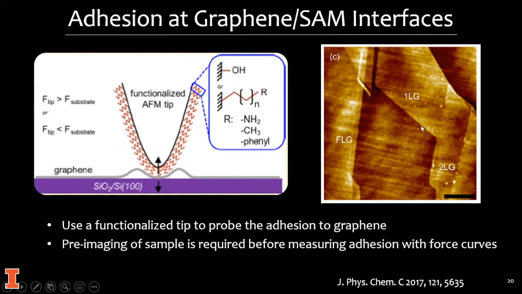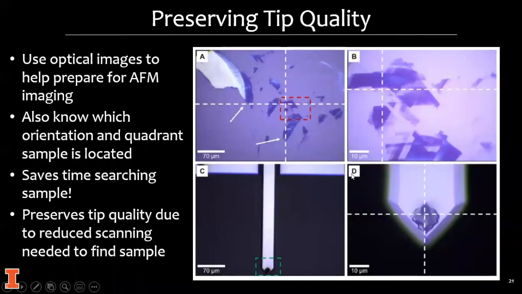The graphene is not everywhere on your substrate, okay? We want to put the tip here, so we're going to have to pre-image the sample before we do the measurements. That can be a barrier because the silicon wafer has really high friction forces, and that can easily shear off a tiny monolayer of this molecule, which we don't want to happen before we take the measurements. So you need to think about how to preserve your tip quality before you can actually get these measurements done.